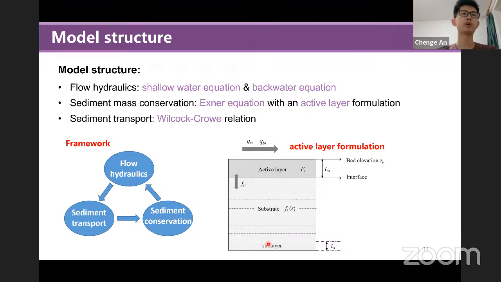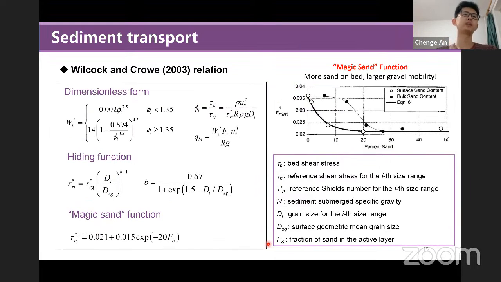And for the sediment transport, we use the Wilcock and Crowe relation to do the calculation. This slide shows the equations of the Wilcock and Crowe relation. And the reason why we use this relation is simple, because it is the first bed load relation that can incorporate the sand effect.